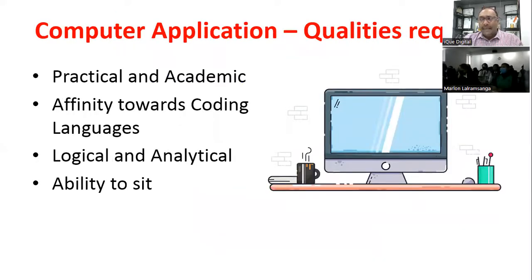Coming to computer applications, a candidate who is a combination of practical and academic orientation, somebody who has affinity towards coding and computer languages, whose thought process is very logical and analytical, and who has the ability to sit on a chair and work on a PC or a keyboard for long hours, then computer applications could be a very good option.